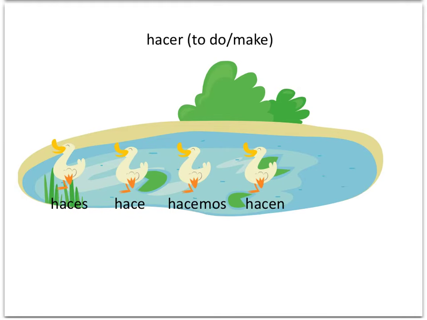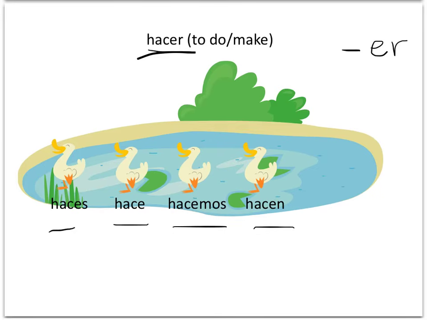So allow me to give you a little bit of a visual that might help you more visual people understand this concept. Hacer, if I tell you that it is an irregular yo verb, what I am telling you is that all of the forms are going to follow that ER pattern because it is indeed an ER verb, except the yo form. Hacer is to do or make. If I want to say you make, I would say haces. He or she makes, hace. We make, hacemos. They make, hacen.